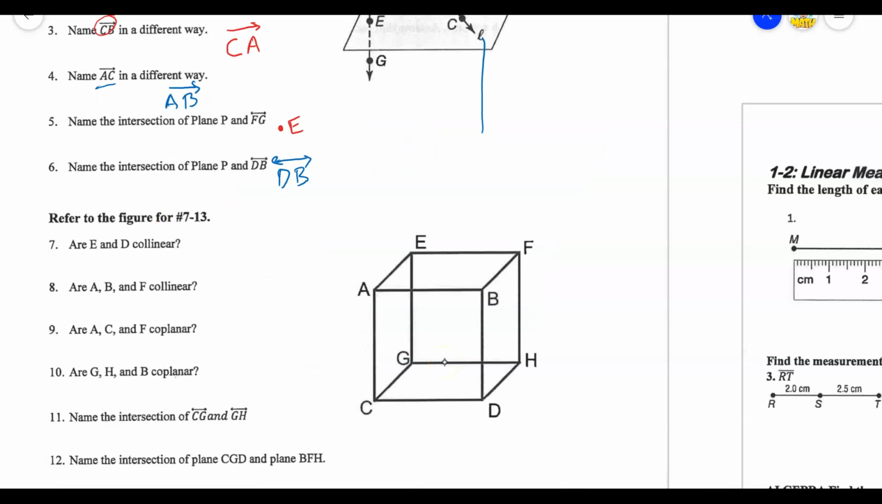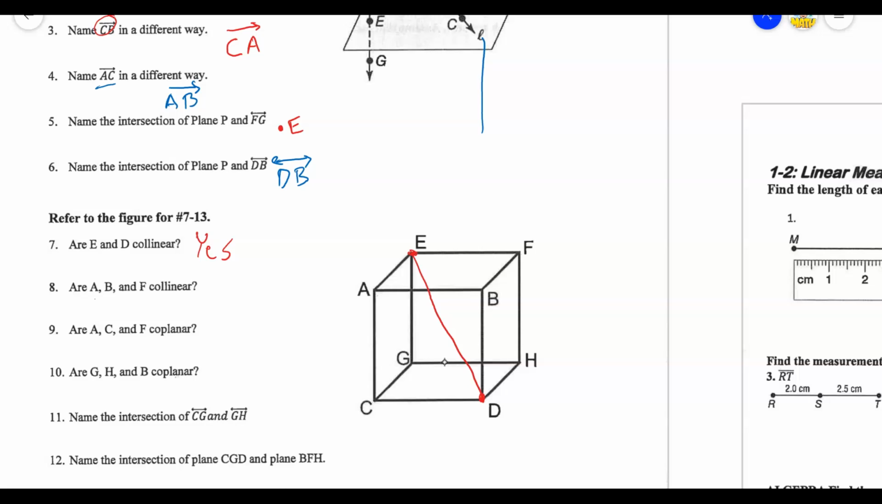Okay, are E and D collinear? So E is this point up here, D is here. The answer to this question, anytime you have 2 points, are they collinear? The answer to that question is always going to be the same. It's yes, right? Any 2 points can be collinear, even though the line's not drawn there. I can always connect any 2 points.